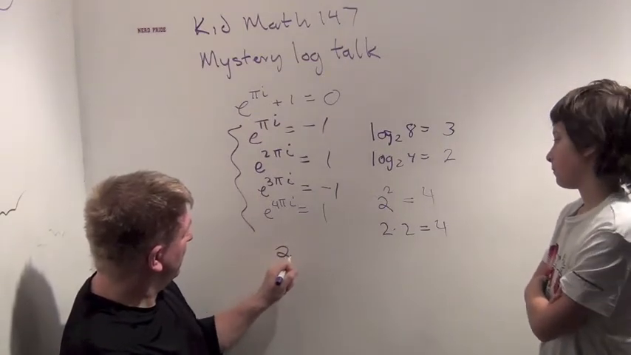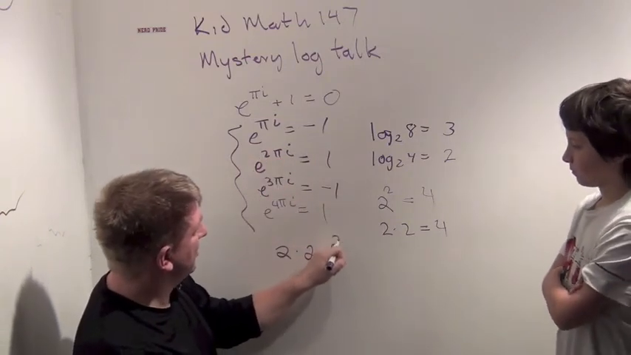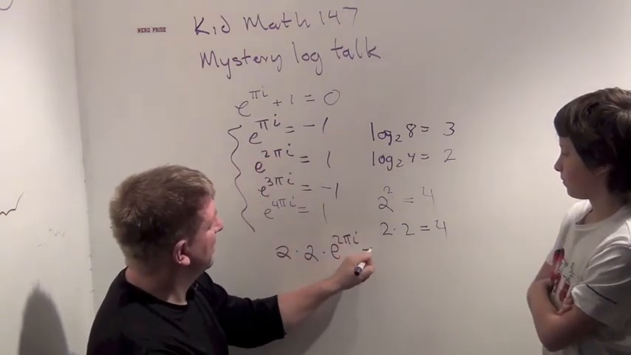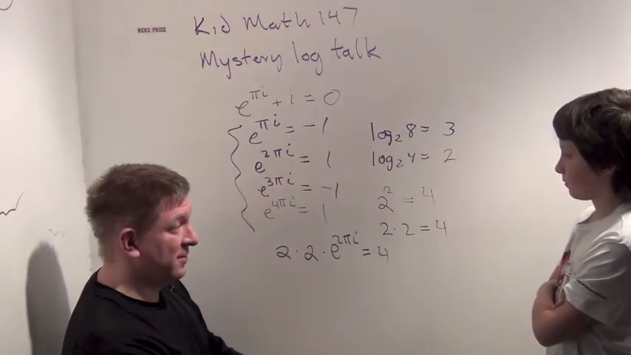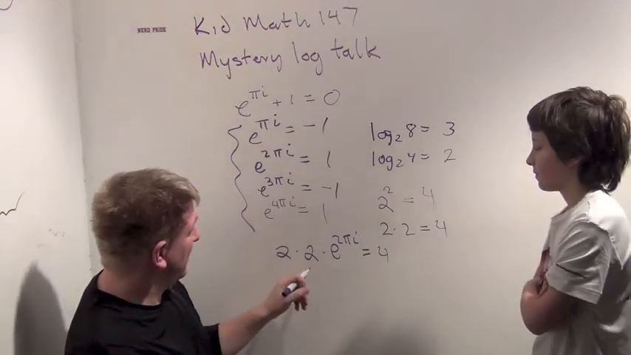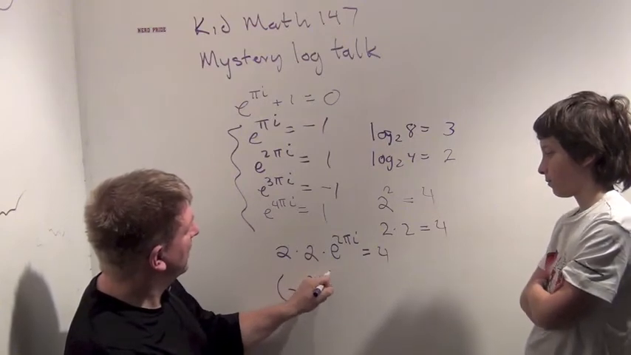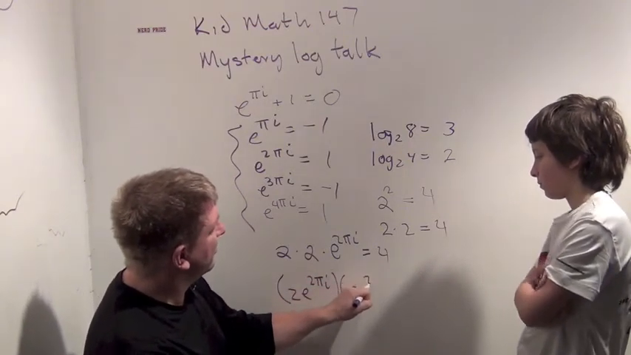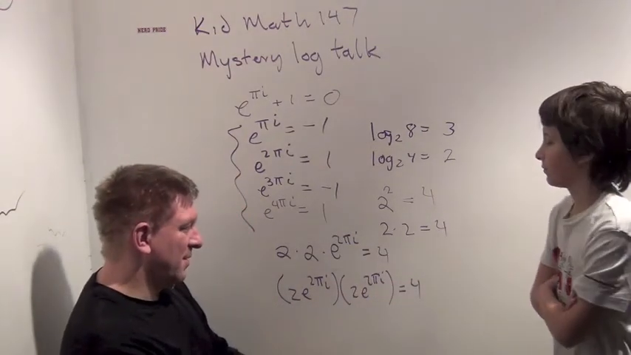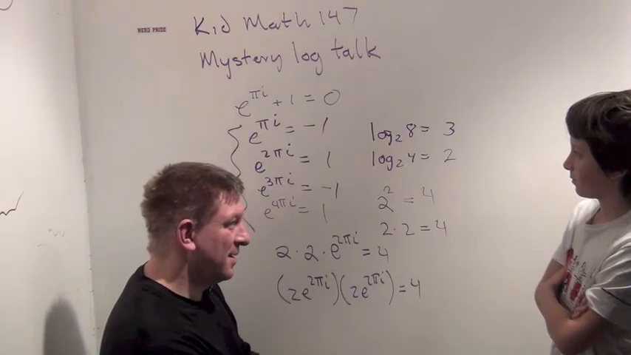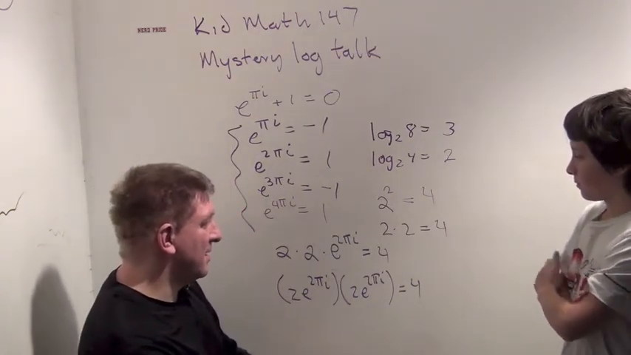But 2 times 2 times e to the 2 pi i also equals 4, because e to the 2 pi i is 1. Wow. And 2 times e to the 2 pi i times 2 times e to the 2 pi i also equals 4. Wait a minute. That's strange.